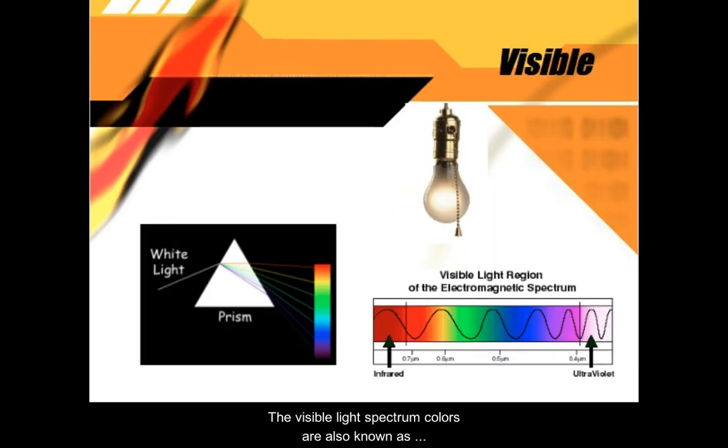The visible light spectrum colors are also known by the mnemonic Roy G. Biv. The red end of the spectrum is lowest in energy, that is, longest in wavelength, while violet is highest in energy, shortest in wavelength. Incandescent light bulbs emit the entire visible spectrum, so we see their light as white in color.